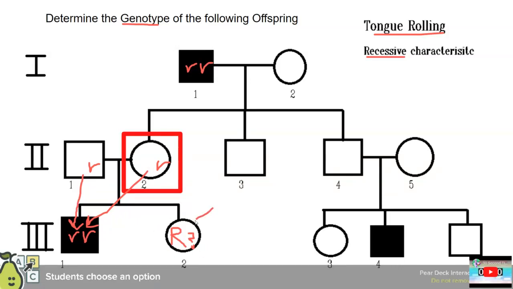Now this one, this little girl, does not express tongue rolling, so she is not homozygous recessive. She could inherit one recessive from either the mother or father, but she has to have inherited at least one dominant from either the mother or father. So I can safely assume that the mother here is heterozygous. I know for sure that this mother is heterozygous because she has one offspring that is recessive.